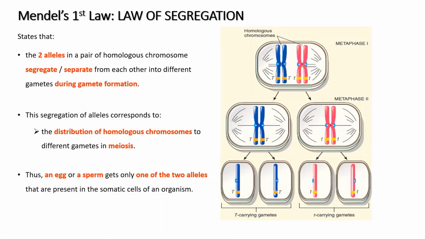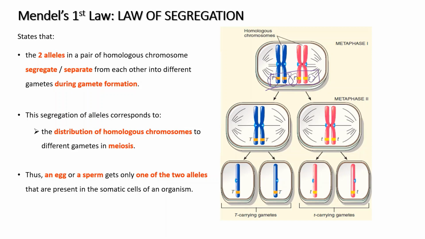Basically, this law explains how two alleles of a gene end up in different gametes during meiosis. In this diagram, a pair of homologous chromosomes carries two different alleles for the gene that controls plant height. This one. So it has the dominant allele capital T and the recessive allele small t.